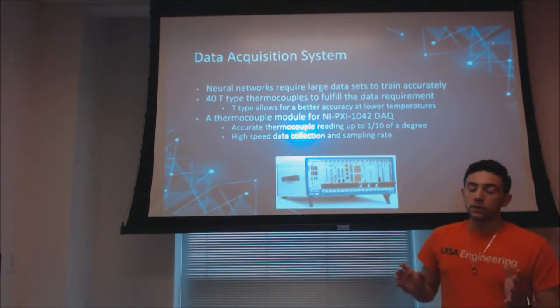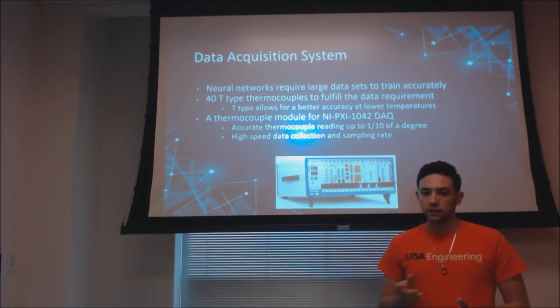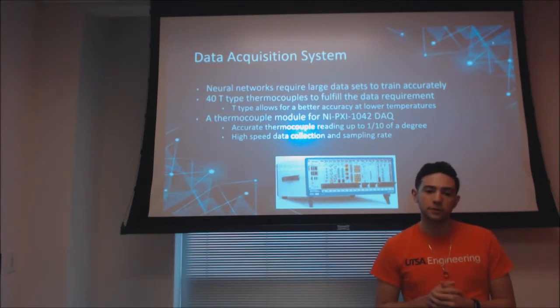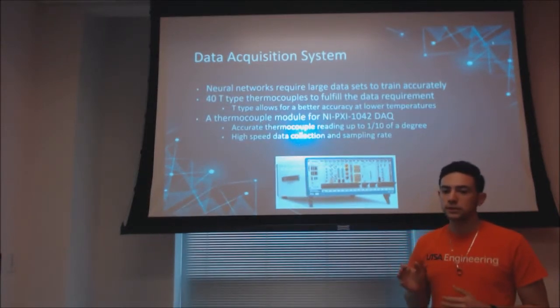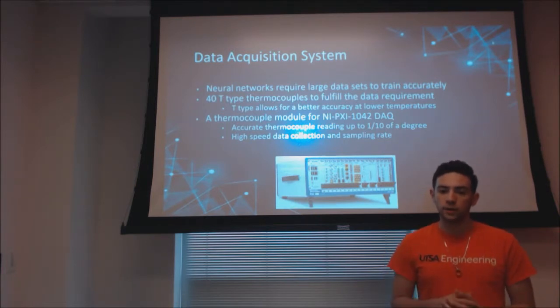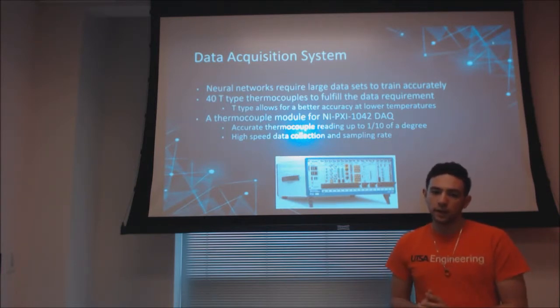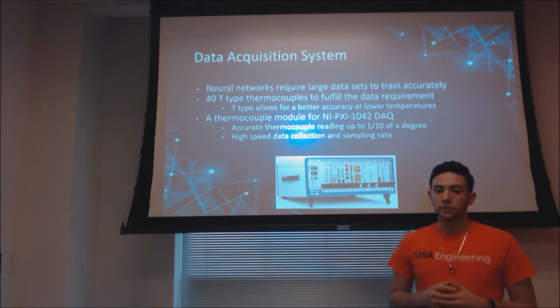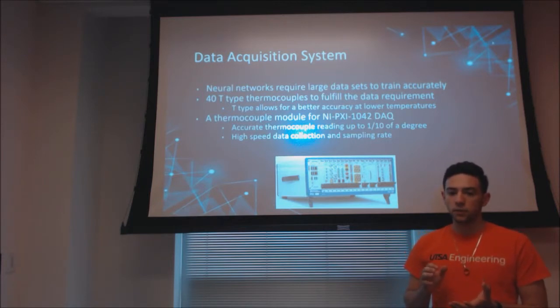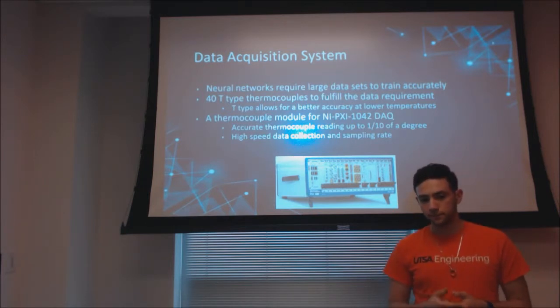In order for a neural network to train properly and accurately, we must have a large number of data inputs. To fulfill this requirement, we will use 40 T-type thermocouples strategically placed all around the shroud in order to get the measurements around the simulant. Placement is important because the thermocouples will create an air gap between them, and this will distort the properties of the material, which may produce inaccurate results.